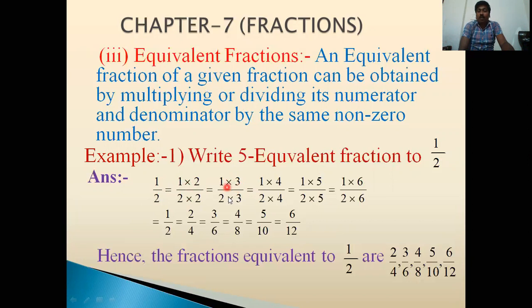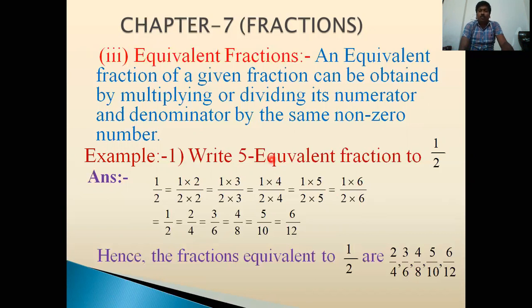And now multiply another number: 3 by 3, 4 by 4, 5 by 5, and 6 by 6. In this way we get the 5 equivalent fractions: 1, 2, 3, 4, 5. You can also make an equivalent fraction by dividing by the same number, but division is not an easy method to find the 5 equivalent fractions. Multiplication is the easy method.